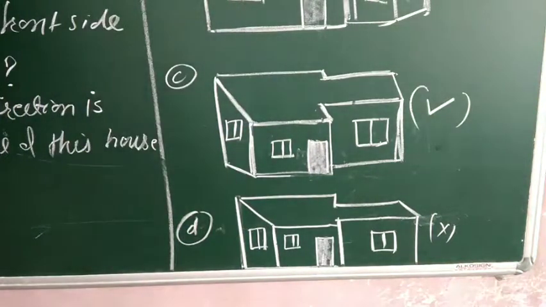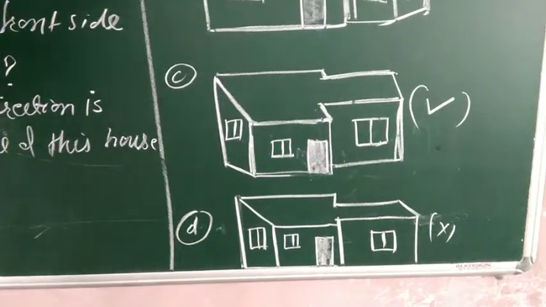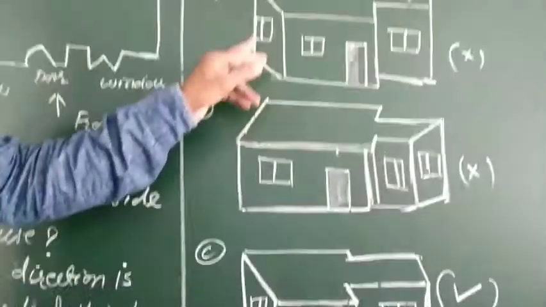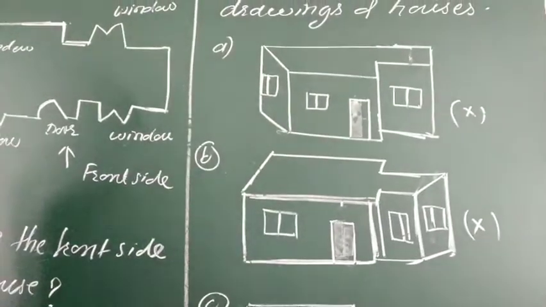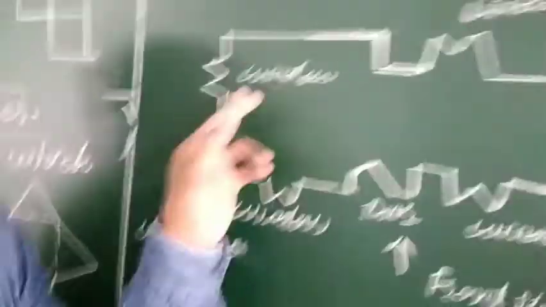So this way we find out which of these deep drawings is matching with this floor map. See, A, B, C and D, 4 are there. So which of these? Only deep drawing number C is matching with this floor map which is given on page number 129.